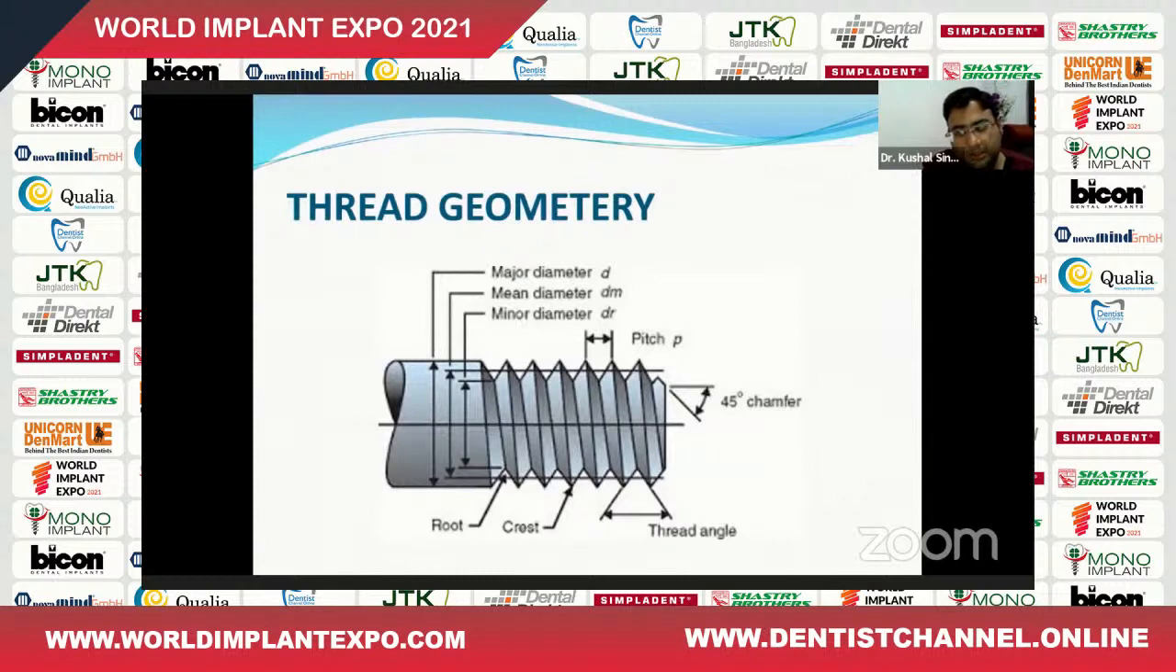Now we'll talk about the thread geometry of the implant design. There is a major diameter, the mean diameter, and the minor diameter. You can see where the crest and the pitch are. Crest and pitch are the design elements we have nowadays. We have very modified designs of pitches and crests in the implant threads.